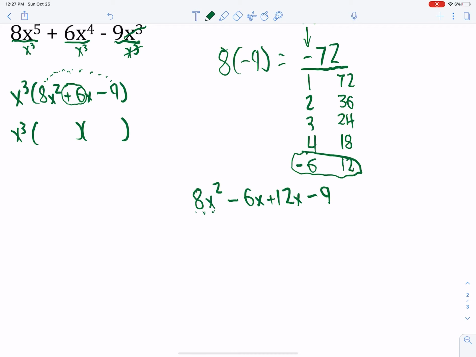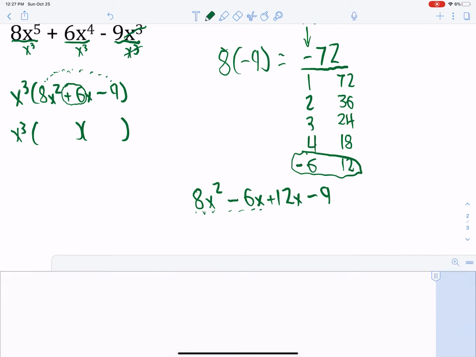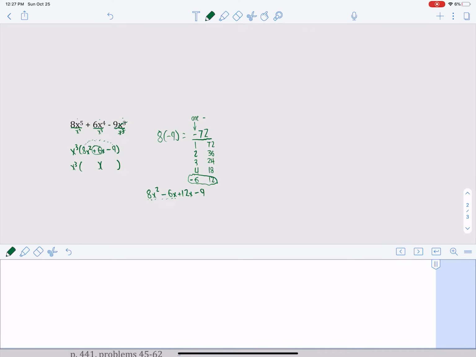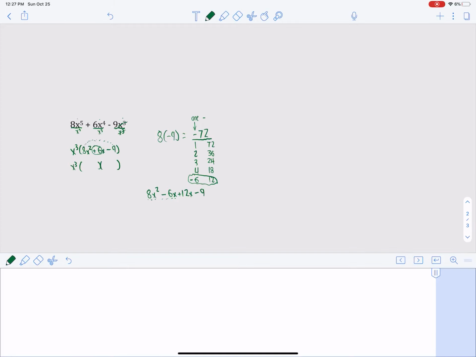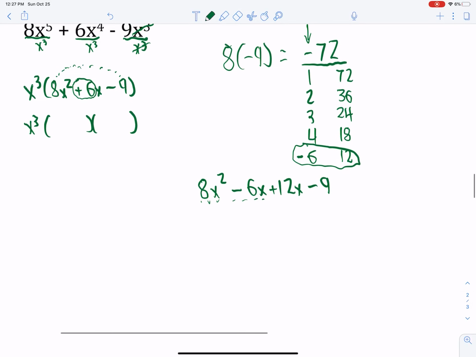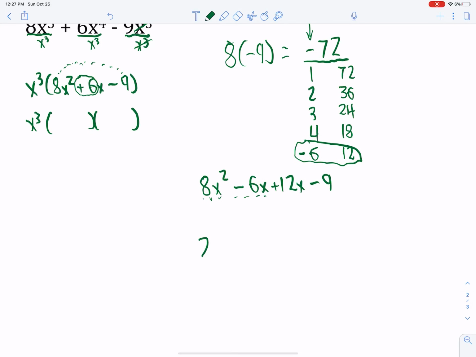From that first group, it looks like I could factor out a 2 from both of those, and I could factor out an x from both of those. I divide both of those by 2x. 8x squared divided by 2x is 4x. Minus 6x divided by 2x is minus 3.